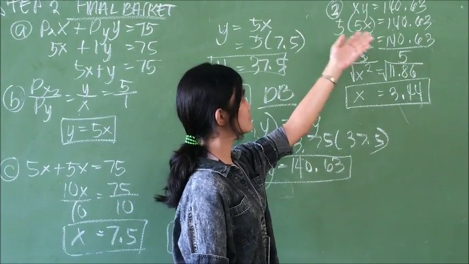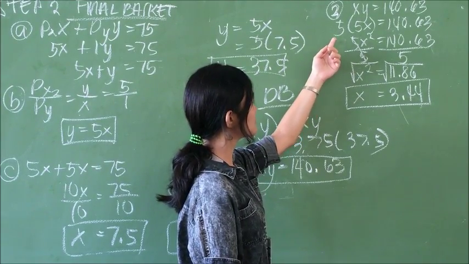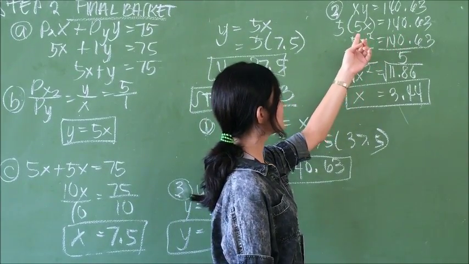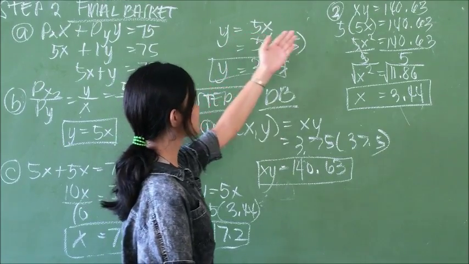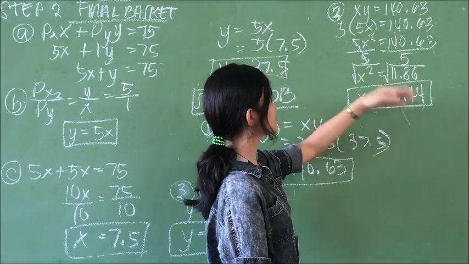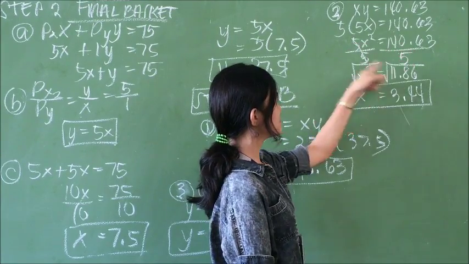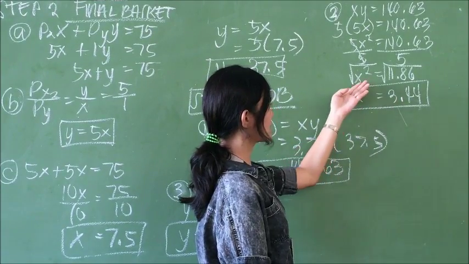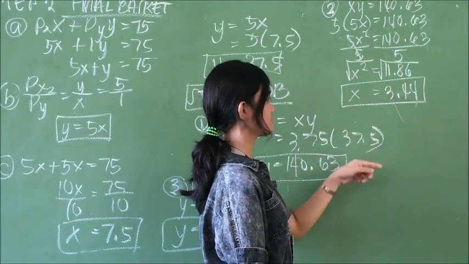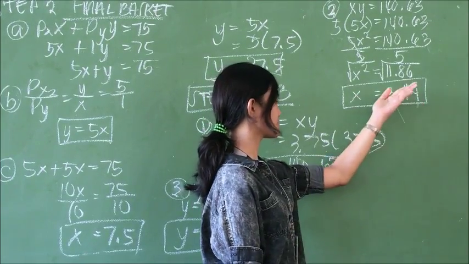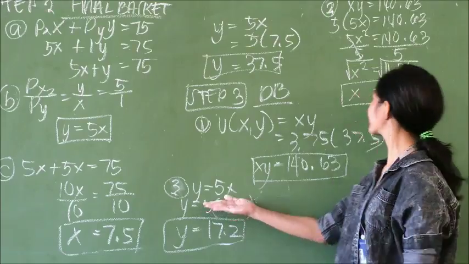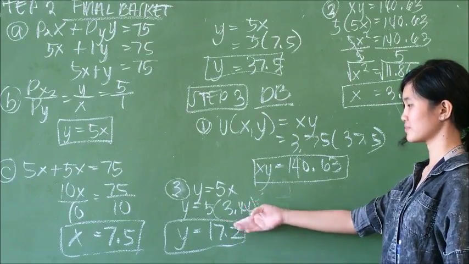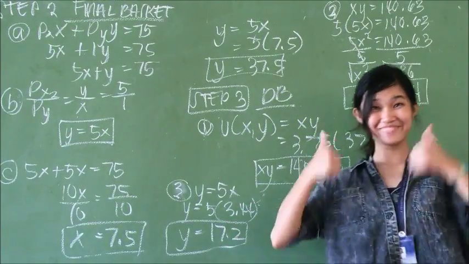Since x times y is equal to 140.63, we have 5x multiplied by x is equal to 140.63. So we have 5x squared is equal to 140.63, then divide both sides by 5 to get x squared is equal to 28.13. And we take the square root of it to get x is equal to 5.3. Lastly, we substitute to y is equal to 5x. So we have 5 multiplied by the x value, and then we have y.